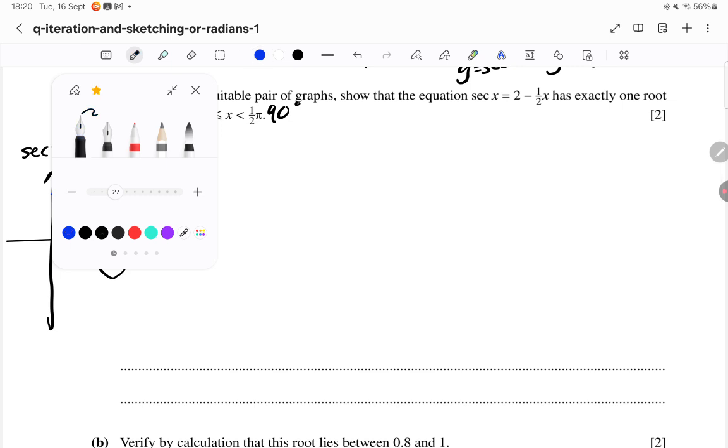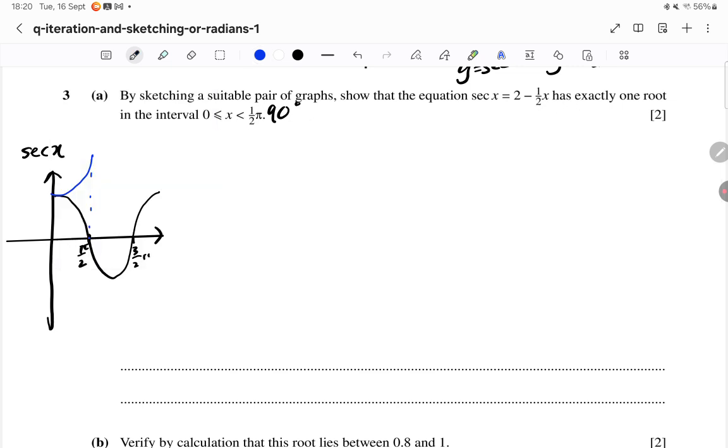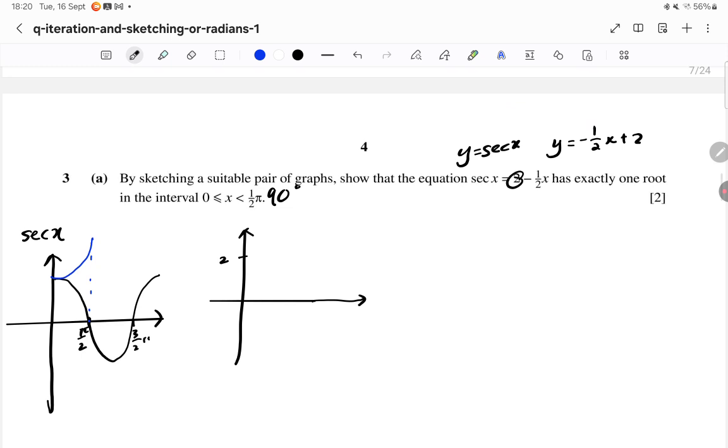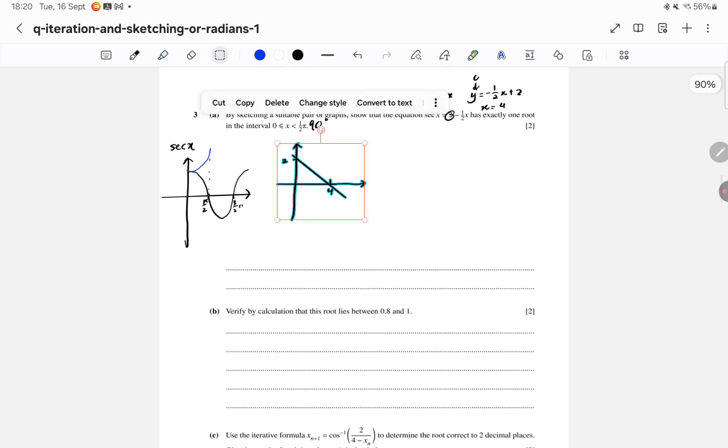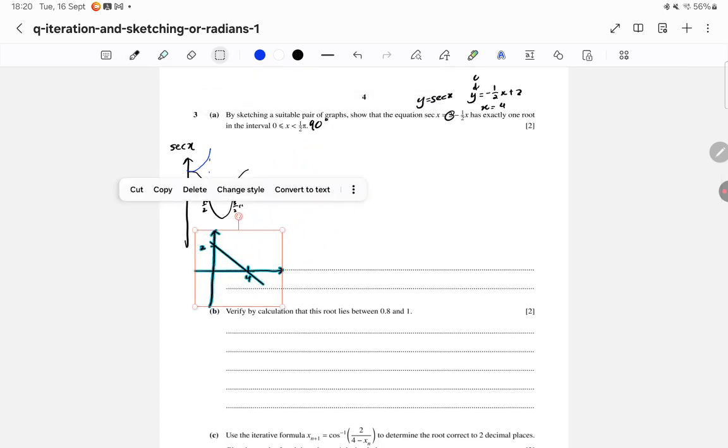And for our graph of negative 1 over 2x plus 2, you're just going to draw a straight line graph where our y-intercept will be 2. To find our x-intercept, we sub 0 into y, where we get x equal to 4. Our graph is going to look something like that. Okay, so I'm just going to put this to the side for a while.